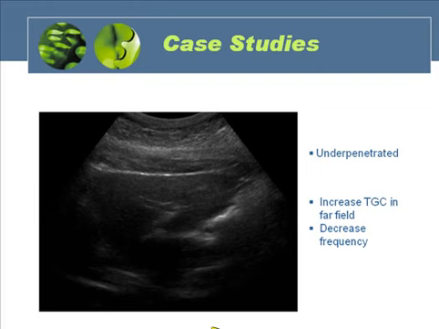I would increase the TGC in the far field. I would not adjust the overall gain because I notice that these echoes are adequate. However, it's the far field that's too dark. If increasing the TGC in the far field does not give us a good image, then we might want to decrease the frequency instead.